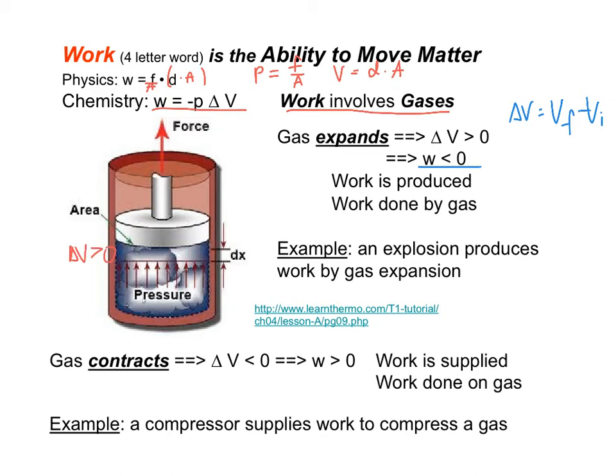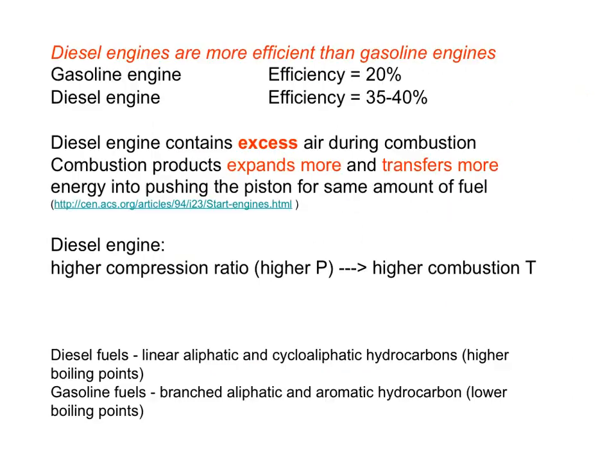On the other hand, to contract the gas, we have to supply or do work on the gas. For example, a compressor in a refrigerator supplies work to compress the refrigerant gas. Comparing heat engines, a diesel engine produces more work than a gasoline engine and is more efficient.